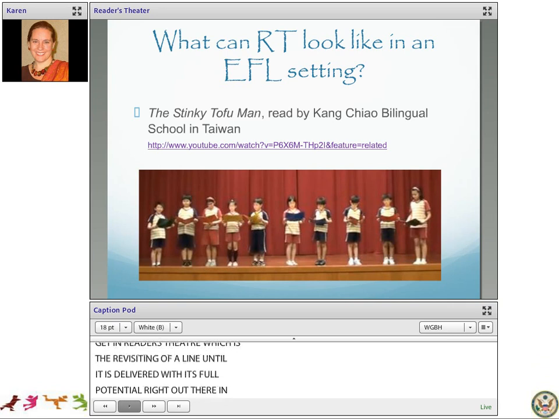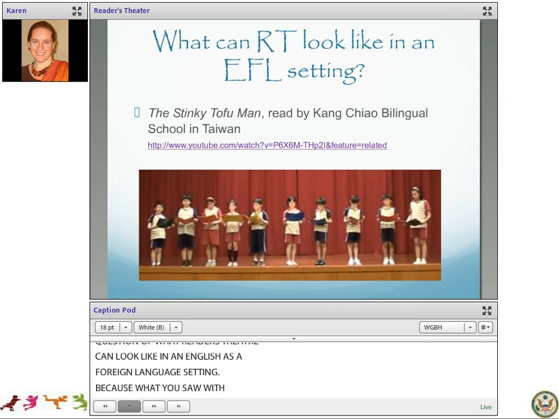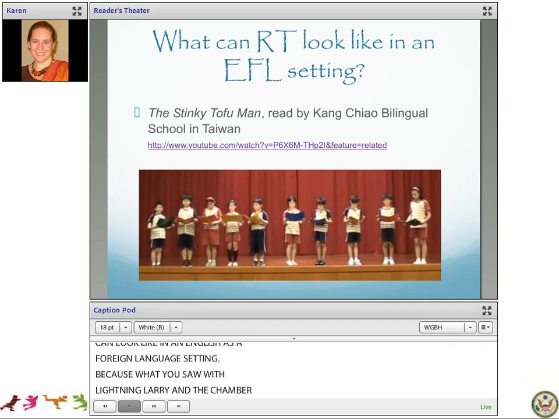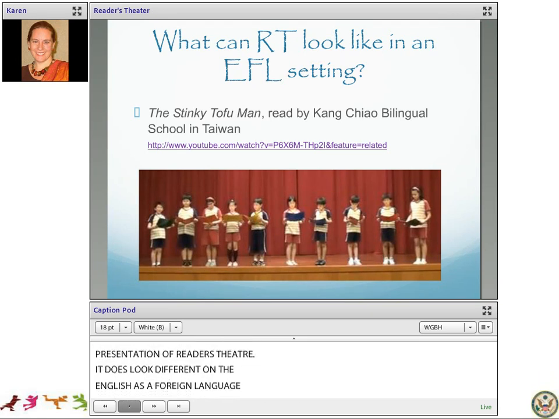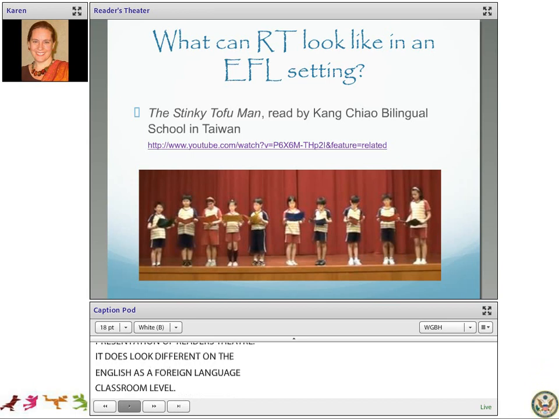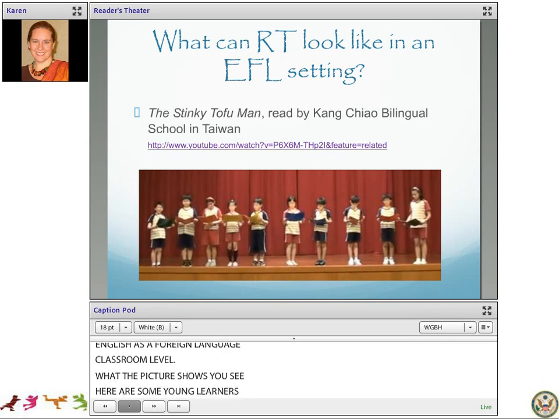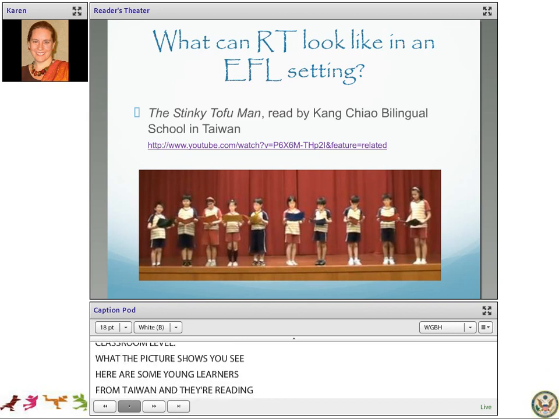I'd like then to ask the question of what Reader's Theater can look like in an English as a foreign language setting, because what you saw with Lightning Larry and the chamber readers was really a professional presentation of Reader's Theater. But it does look different on the English as a foreign language classroom level. What this picture shows here are some young learners from Taiwan, and they are reading as part of actually a Reader's Theater competition. That's the larger context. We'll go ahead and show the video, Mr. Stinky Tofu Man.